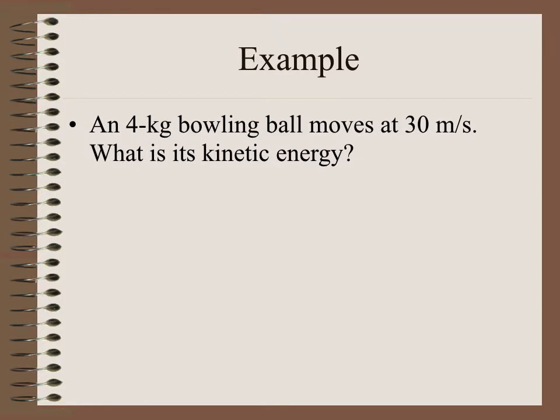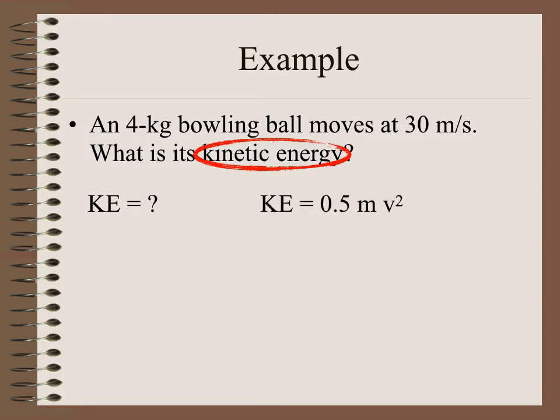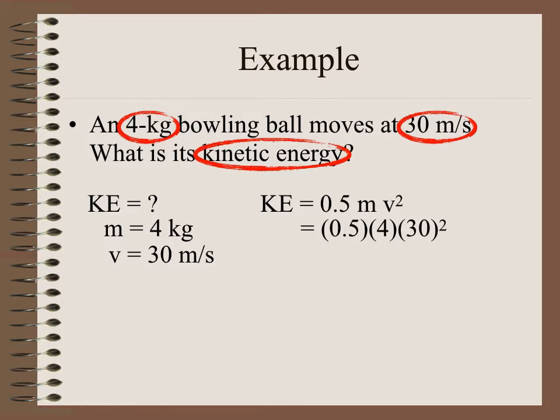Let's take a look at our example. We are looking for the kinetic energy, so we put down our formula. We see that we need the mass, which in this case is 4 kilograms, and we need the speed or velocity, which we see is 30 meters per second. We have the proper units, so we can substitute.